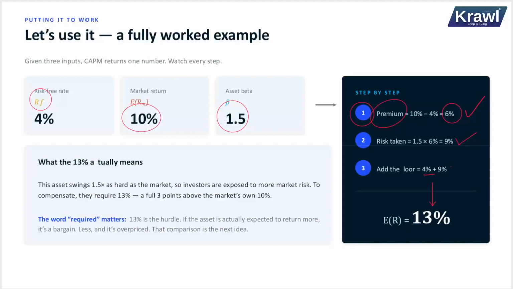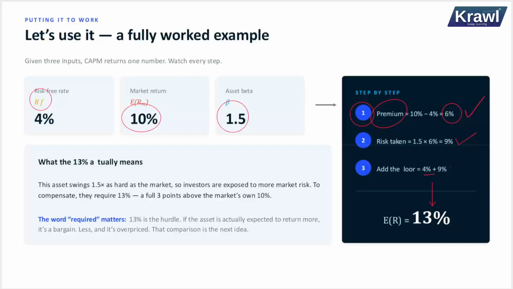Let us look at this again. So step one, that's the premium. How do you calculate the premium? 10 minus 4. 10% was the market return. 4% is the risk-free. You deduct 4% from 10%, you get 6%. 6% into beta, which is 1.5. You multiply that, you get 9%. And then you add the floor, which is the risk-free rate. So 4% plus 9%, you get 13%.